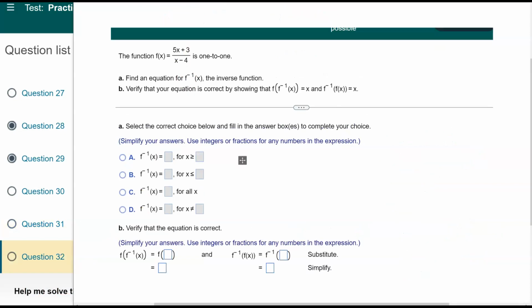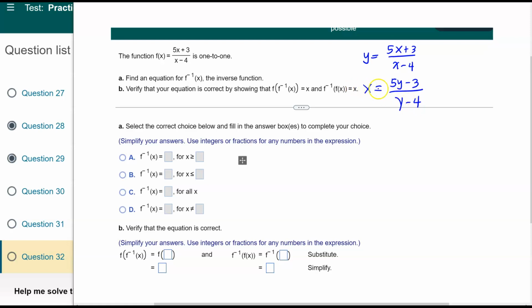So for the last number here, we are to find the inverse of the function. And we just follow those steps here. We call f of x as y. So you have y equals 5x plus 3 over x minus 4. And then you replace x by y and y by x. So this is now x equal to 5y plus 3 over y minus 4. And then we solve for y.